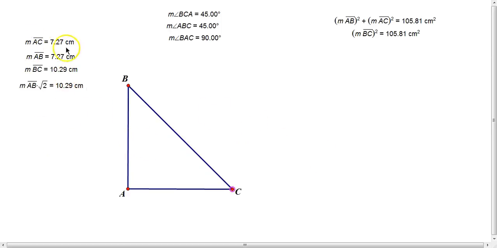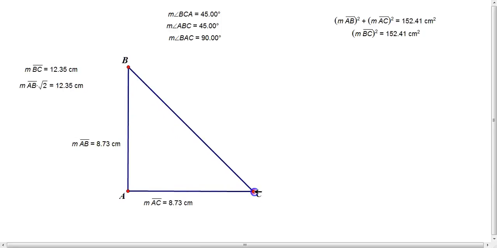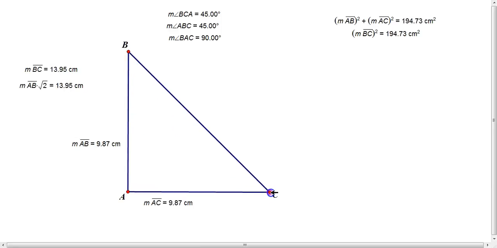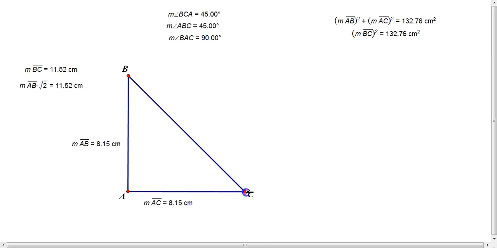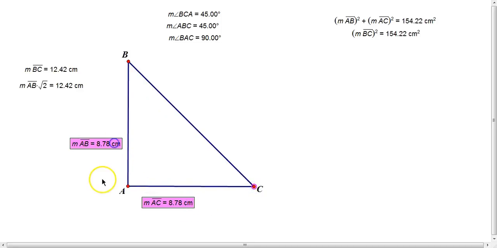So I measured the side lengths too. Side length AC, this one right here, right now it's 7.27 centimeters. And so is side length AB, and you'll notice that those are the same, and you'll also notice that when I change this, those values always stay the same. And the reason why is because it's a 45, 45, 90 triangle, and as a result of that, it's an isosceles triangle. So these two side lengths right here will always be the same in a 45, 45, 90 triangle because it's isosceles, and that's how those work.